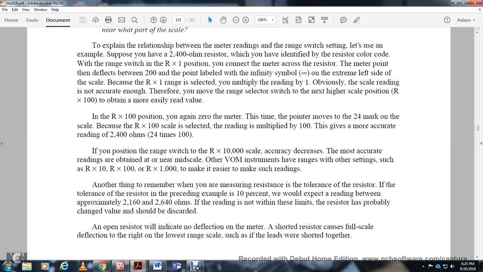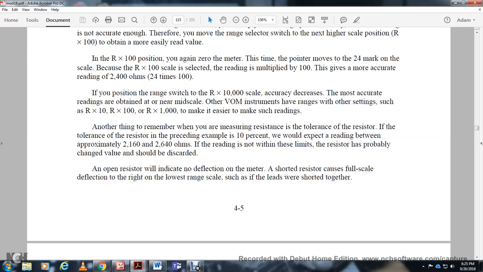An open resistor will show no deflection on the meter. A shorted resistor will show full scale deflection at the right side of the lowest range scale.